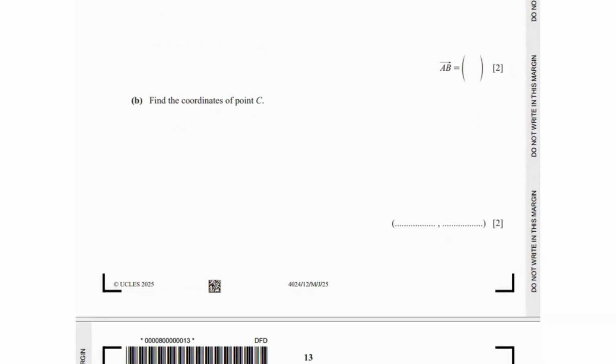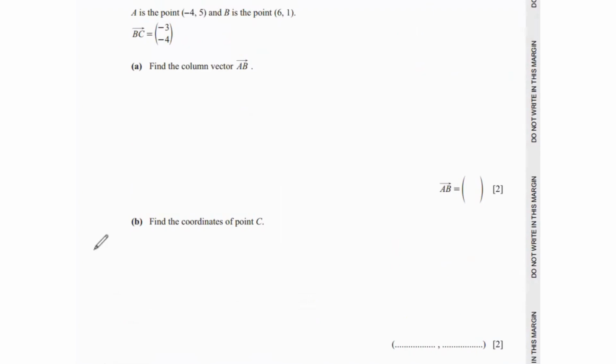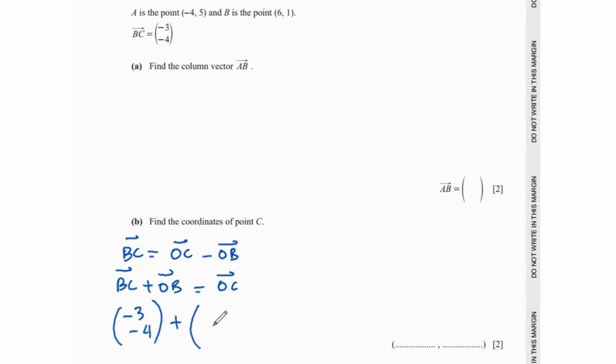Then find the coordinates of point C. So coordinates of point C can easily be found. We know BC equals OC minus OB. So BC plus OB is going to give us OC. BC is -3, -4, and OB is 6, 1. So -3 plus 6 is 3, -4 plus 1 is -3. So like I told you, the position vector of a point with respect to the origin is also the coordinate of that point. So 3, -3 are the coordinates of point C.